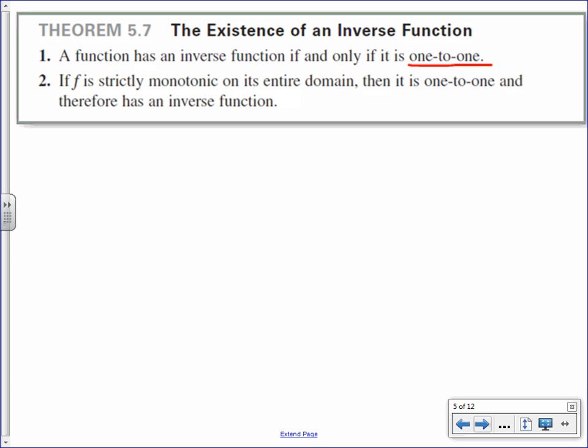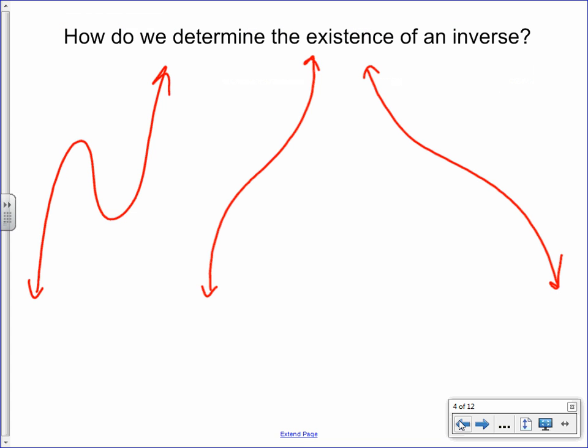Now, the second part of this theorem says if f is strictly monotonic over its entire domain. Wow, what does monotonic mean? Okay, care to elaborate? These two functions right here are monotonic because this one increases across its entire domain. This one decreases across its entire domain. Therefore, they are monotonic.